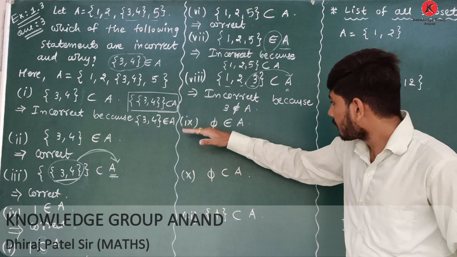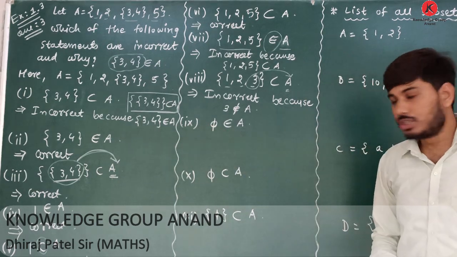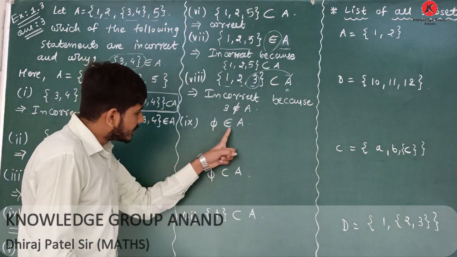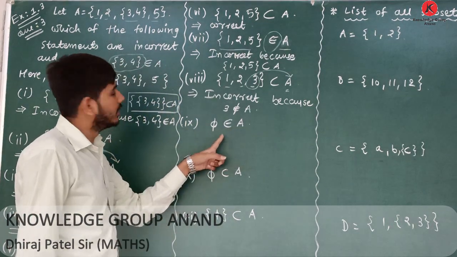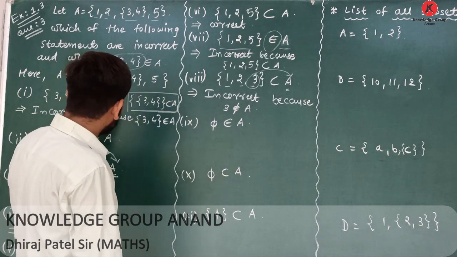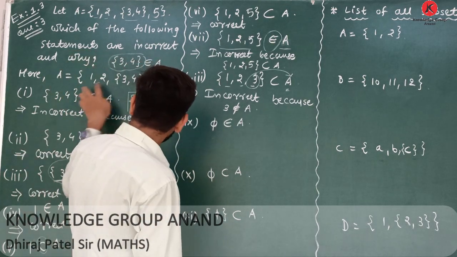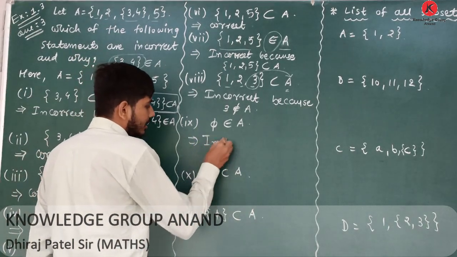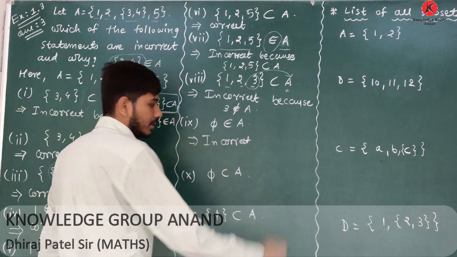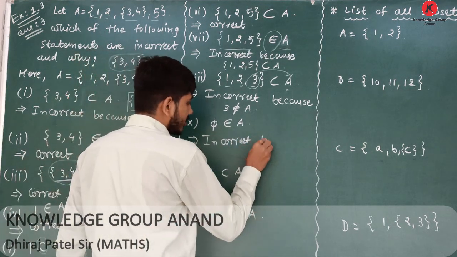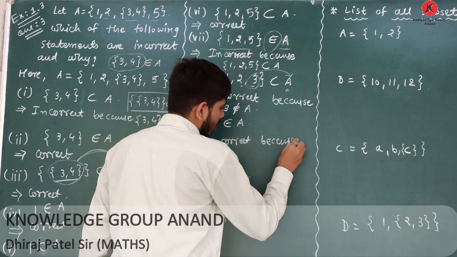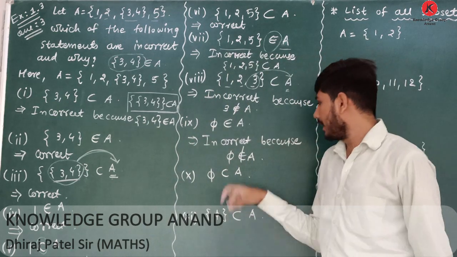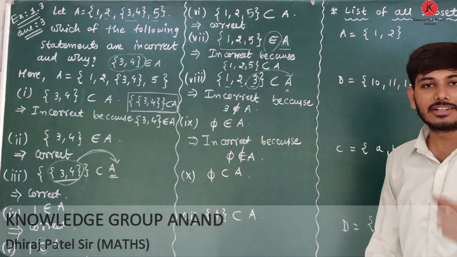Is it clear? Now, next one, ninth question. 5 belongs to A. 5 is an element of set A. See here, is 5 an element of set A or not? Here 5 is not an element of set A. Therefore, this statement is incorrect, because phi does not belong to set A. Phi is not an element of set A.